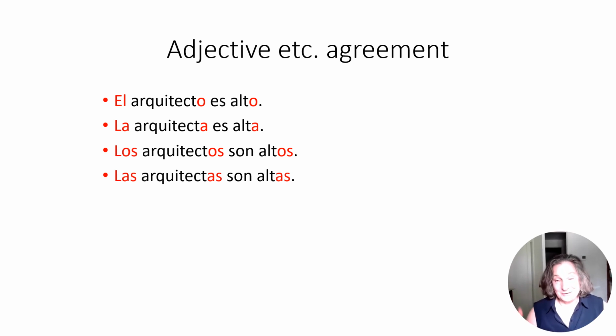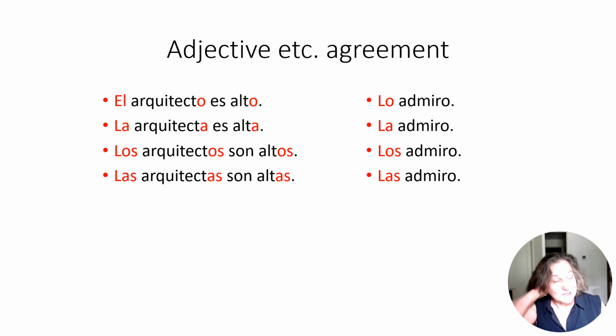But in Spanish, everything has to agree. So el arquitecto es alto, la arquitecta es alta, los arquitectos son altos, las arquitectas son altas. And this brings a kind of harmony into the sentence. It's useful in poetry also.